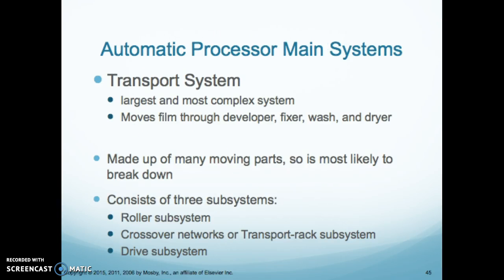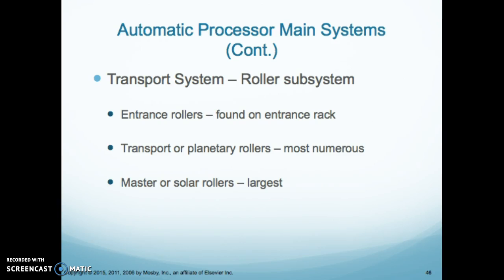So with the transport system, it's the largest and most complex system. It moves the film through the developer, fixer, wash, and the dryer. It's made up of a lot of moving parts and it breaks down all the time. So there's three subsystems within the transport system. There's the roller system, the crossover network or transport rack subsystem, and the drive system.